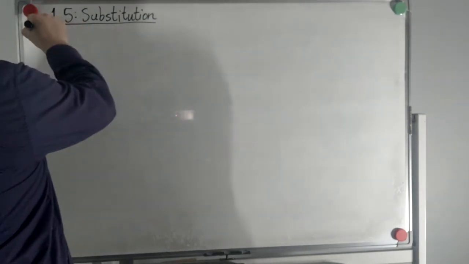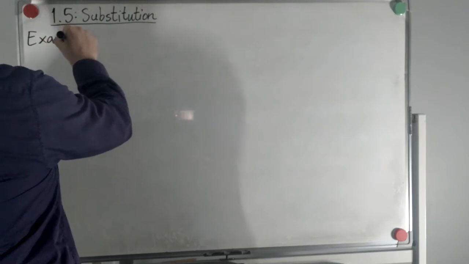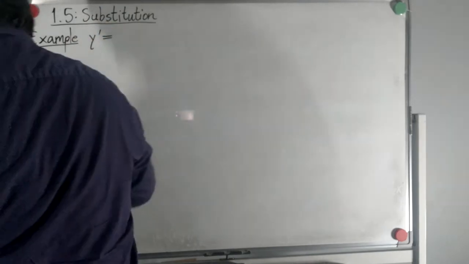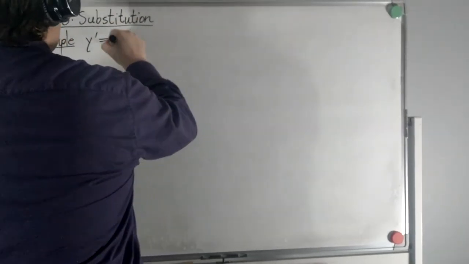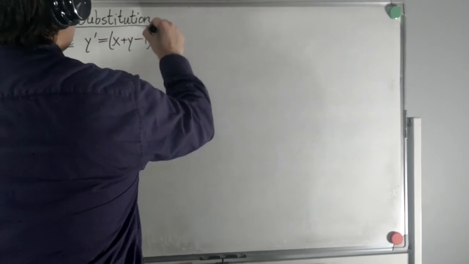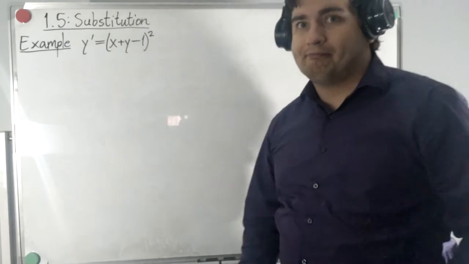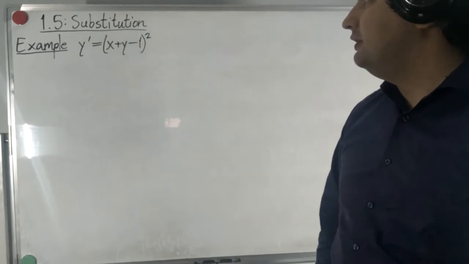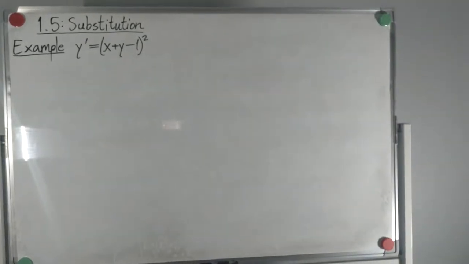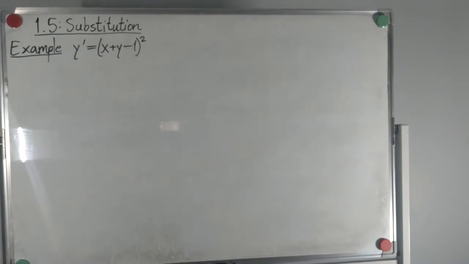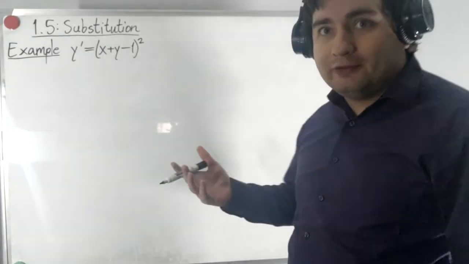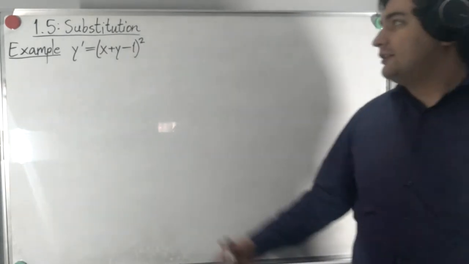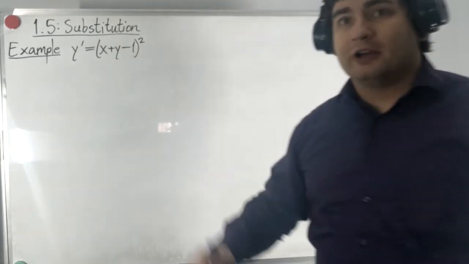So let's look at an example. Let's suppose we want to find the general solution of y prime equals (x plus y minus 1) squared. Okay, so I think if you look at this for a moment, you'll realize it's not separable. It's also not linear. So we have a little bit of a problem as far as using either of the techniques that we've already discussed. And certainly you can't just integrate it because this side is not just a function of x.